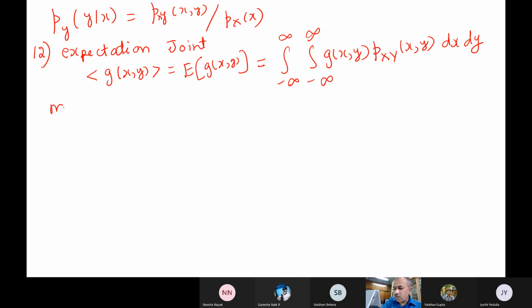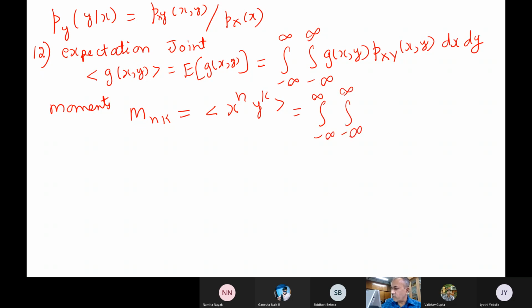Now we will write the expression for moments. Here also we can define moments, but there are two dimensions, so you will be having a two-dimensional thing. It is defined like this: x to the power of n, y to the power of k. This expression you can write as minus infinity to infinity, minus infinity to infinity, x to the power of n, y to the power of k, pxy of x comma y, dx dy. So these are the moments.